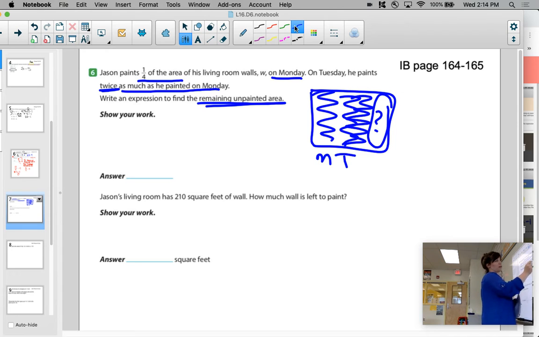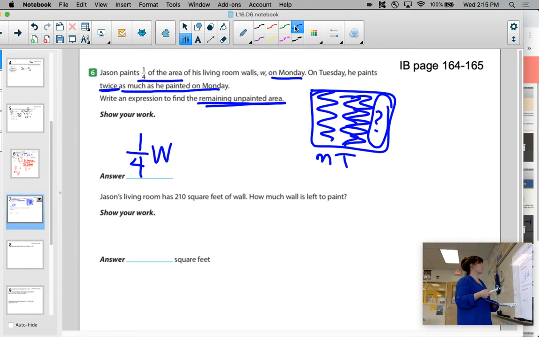So we have to find this expression. We have to write this expression. So we're going to start with the unknown, the W, the wall space. And on Monday, he's painting 1/4 of it. So remember, "of" is that keyword of multiplication. And then we're going to have, this is Monday.